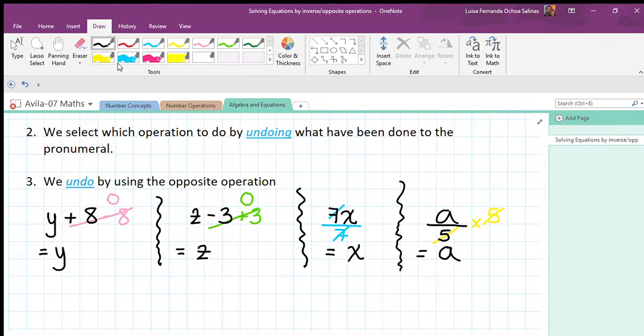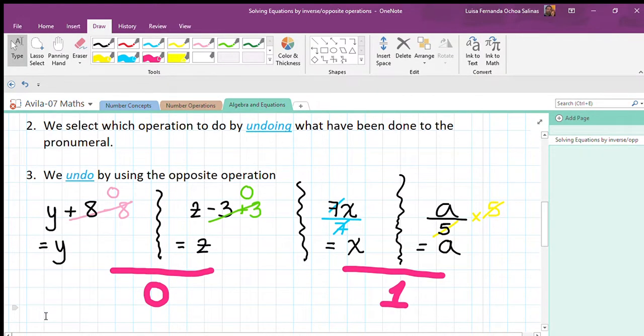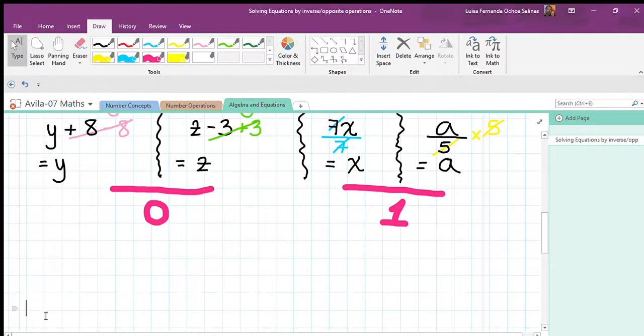You may have noticed with what I just said that in the first two ones, when I'm adding and subtracting, I get to a 0. And when I'm multiplying and dividing, I get to a 1. So just give me 1 sec. I want to explain a little bit more of this. So I want to go here. Why, when I'm adding and subtracting, is it important to get to a 0?